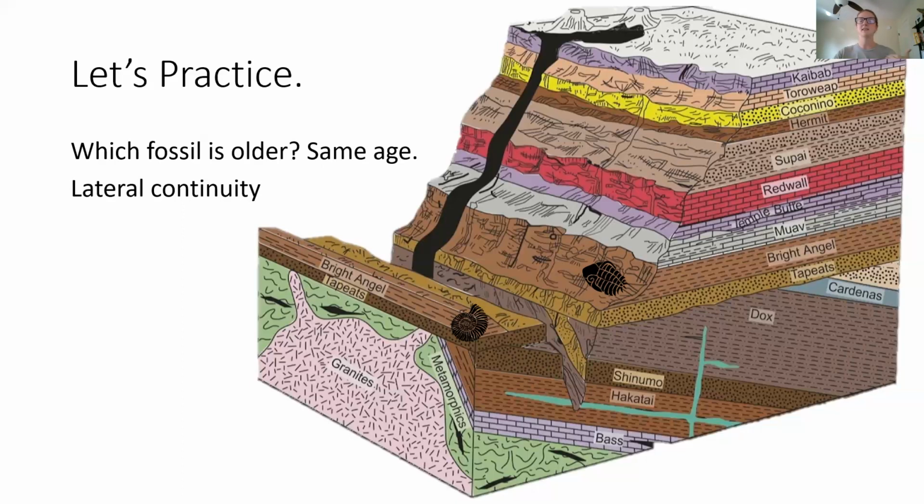Even though they are on opposite sides of the canyon now, that rock layer, that Bright Angel Formation, used to be all one continuous layer, all deposited at the same time, so those fossils would be the same age.